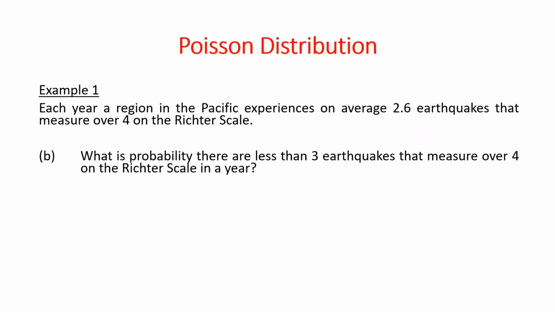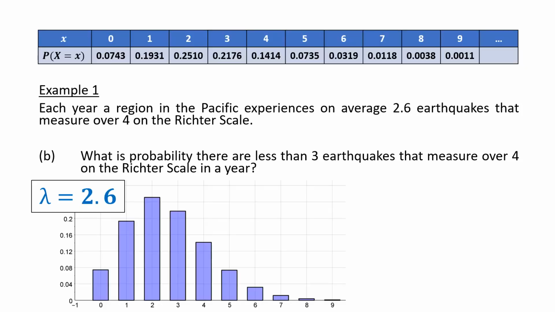All right, part B, what's the probability there are less than 3 earthquakes that measure over 4 on the Richter scale in a year? So once again, I say less than 3. Because it's discrete data, I can't have 2.8 or something. I have to have whole numbers, so it has to be either 2, 1, or 0.